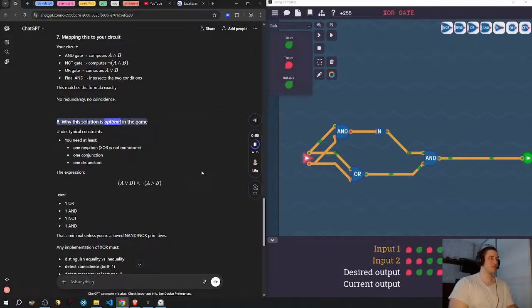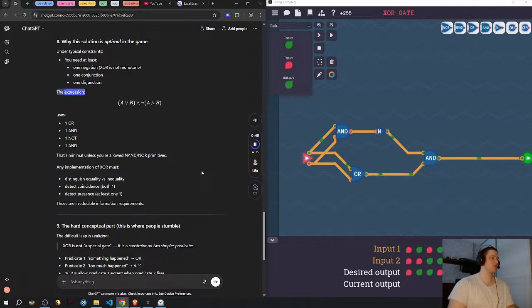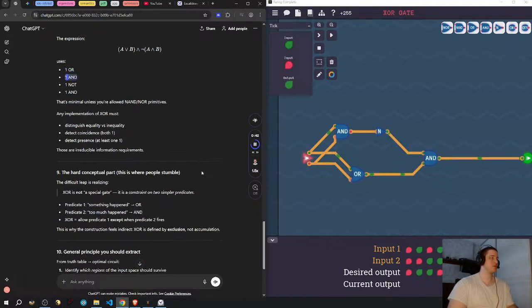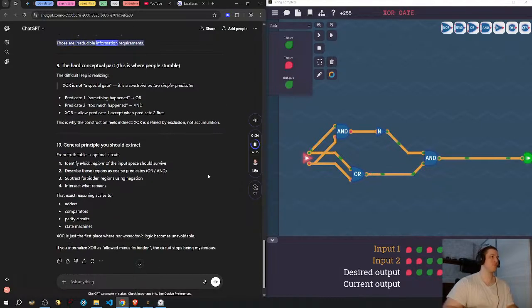8. Why this solution is optimal in the game. Under typical constraints, you need at least one negation, since XOR is not monotone, one conjunction, and one disjunction. The expression (A OR B) AND NOT (A AND B) uses one OR, one AND, and one NOT. That's minimal unless you're allowed NAND or NOR primitives. Any implementation of XOR must distinguish equality versus inequality. Detect coincidence, both 1. Detect presence, at least 1. Those are irreducible information requirements.